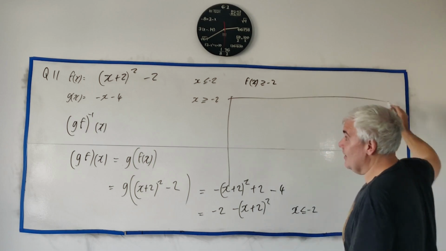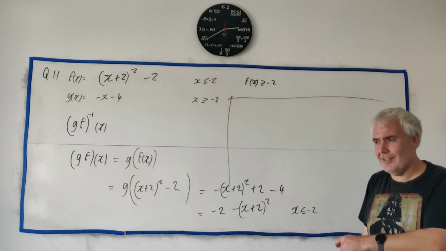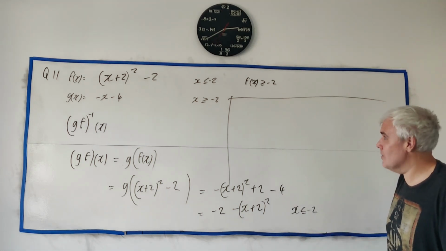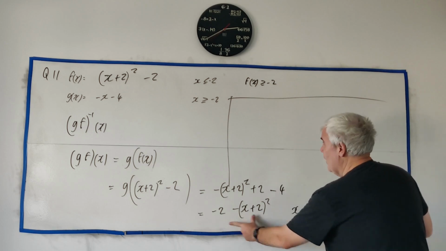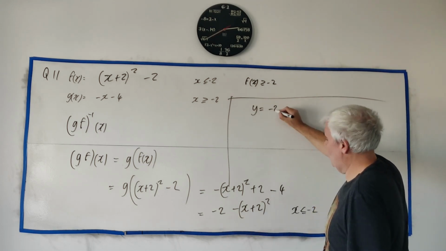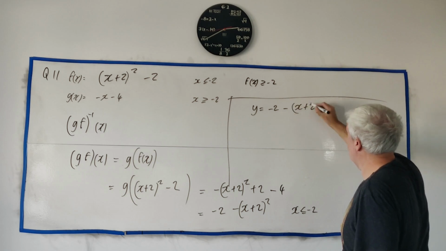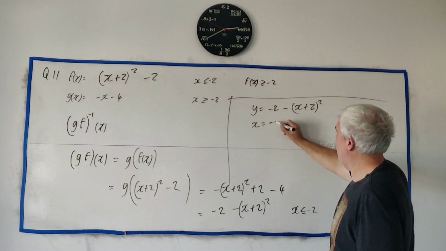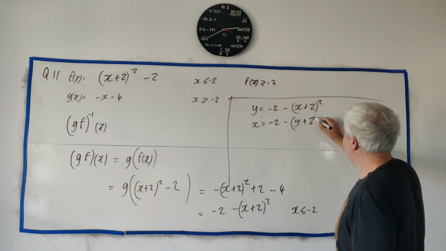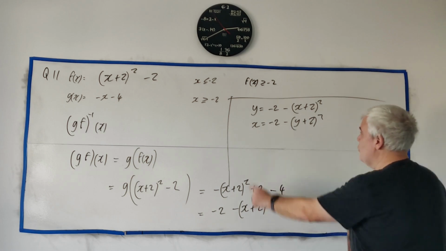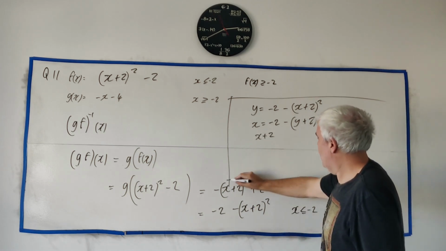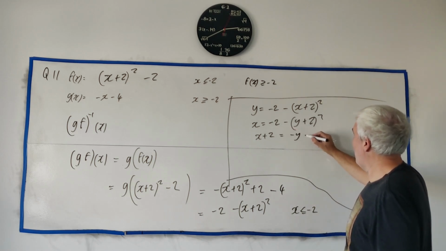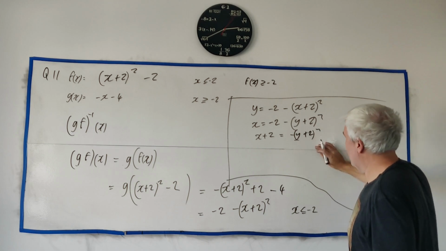So to get the inverse, it's just like the last part. I said you deserved a few more marks in the last part, well, we get to do it again, so you pretty much get double marks. The inverse of this, let's write it as y equals minus 2 minus (x plus 2) squared. Change parts: x goes over here and y goes in here, and rearrange it. So let's see, add 2 to both sides to get x plus 2 equals minus (y plus 2) squared.